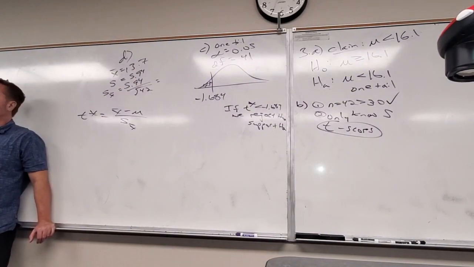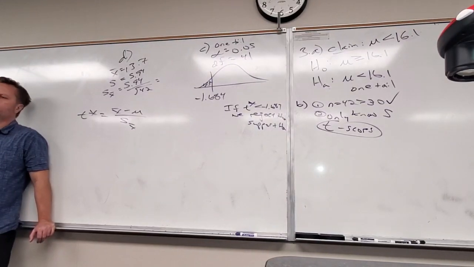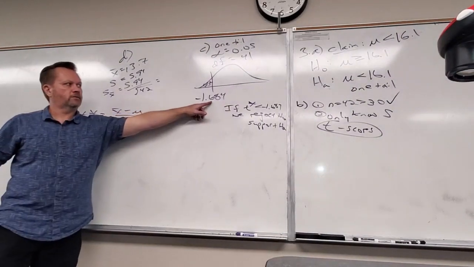So they all show up in the same place in the formulas, and they all mean the same thing. It's just I use z if I have sigma, I use t if I have s. What's the star? Why is there a star? Because we already have a t-score.